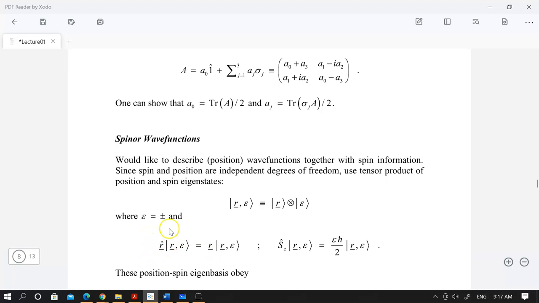So when it acts on R epsilon, for example, over here, it will give you just the set of position vectors here. Okay, but if you add Sz, which is your spin operator, the z component, then we'll get plus or minus ħ/2. So in other words, you have this position eigenbasis and you have your spin eigenbasis. Put them together as a compound system, as a composite system, then it forms what we call the spinor wave functions.